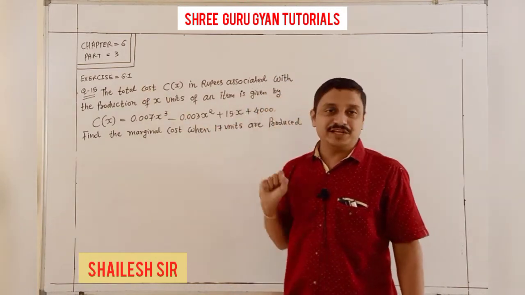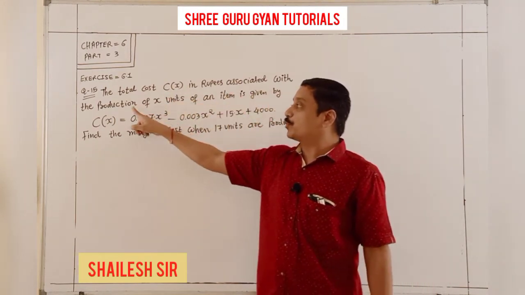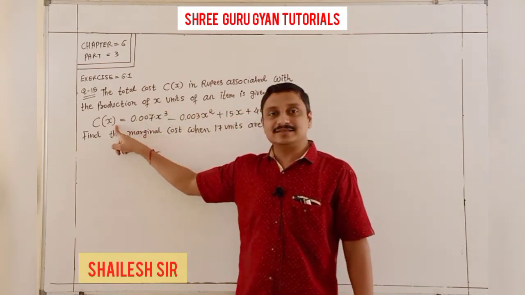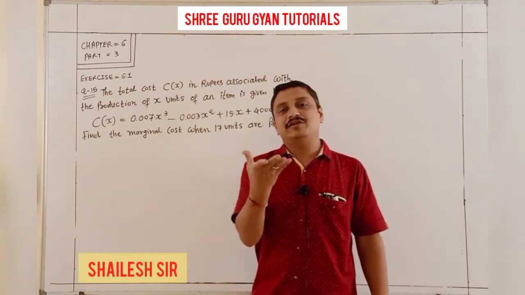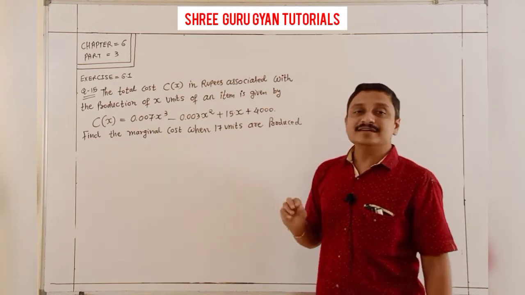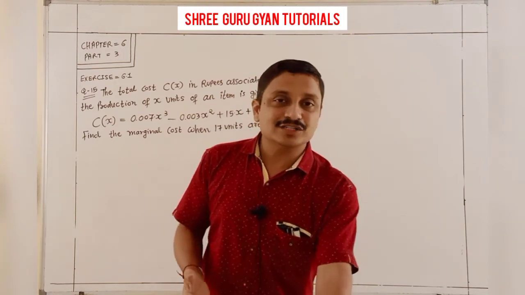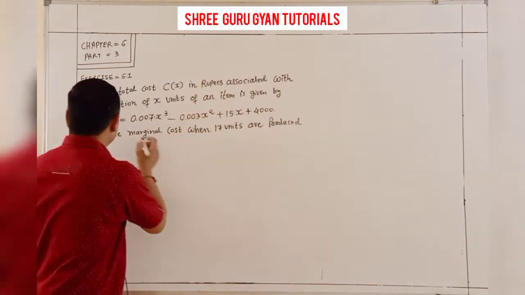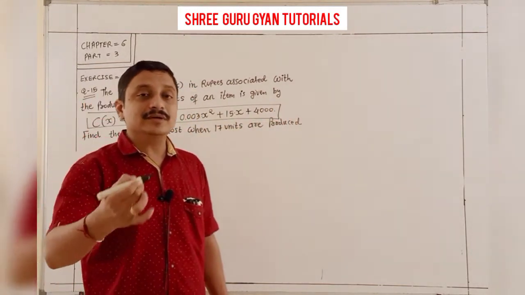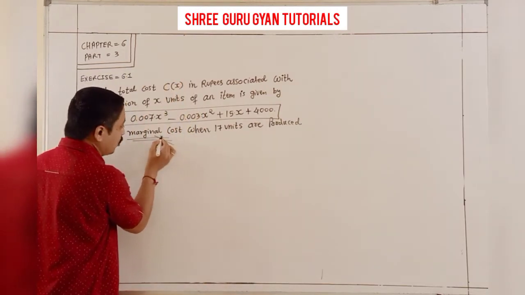In question number 15, find the cost C(x) in rupees associated with the production of x units, given by the polynomial equation, and find the marginal cost when 17 units are produced. Very easy. Marginal cost means nothing but, students, this is the cost given by C(x). You take the derivative with respect to the variable. Then you get the marginal cost.